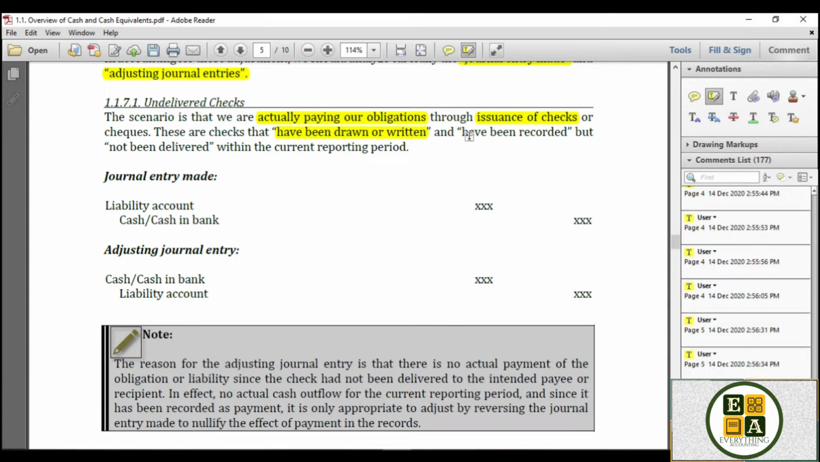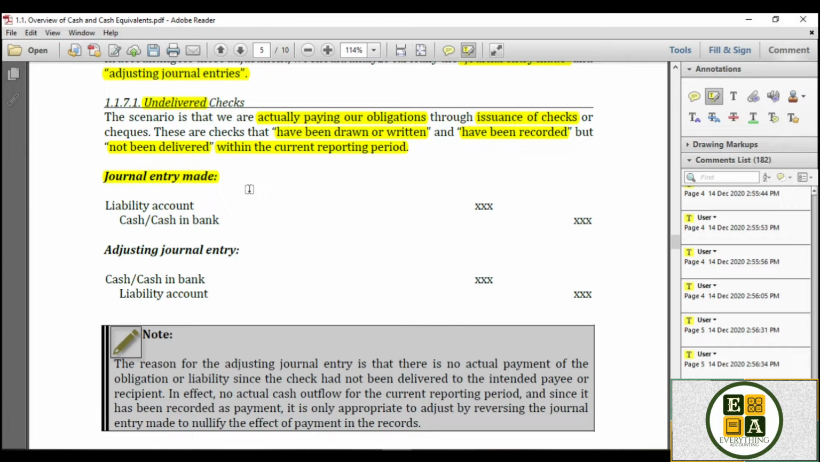Then, we also have it na-record din siya. Pag sinabing na-record siya as payment, kasi nagbabayad nga tayo eh. Checks that had been drawn and had been recorded as payment, pero by the name itself, had not been delivered siya. Kasi nga undelivered eh. So, not had been delivered within the current reporting period. So, yung magiging analysis natin dyan, ganito yung ating journal entry made.